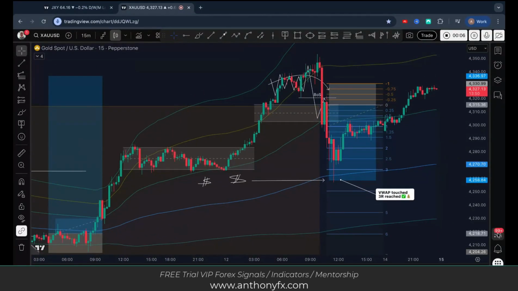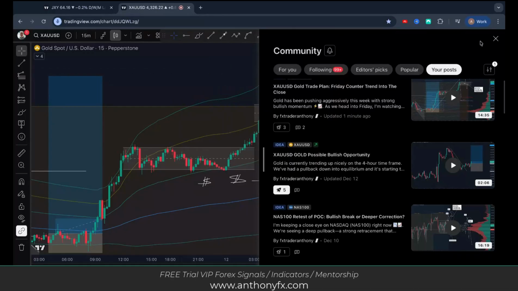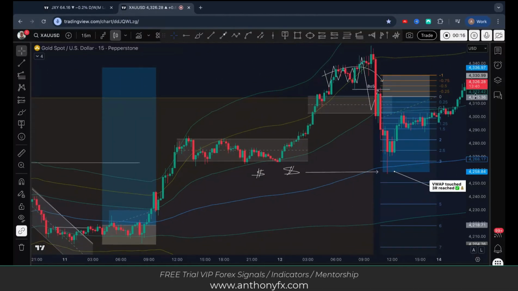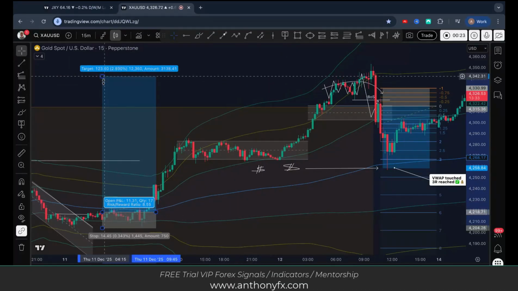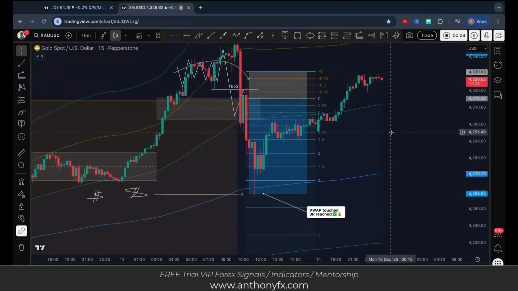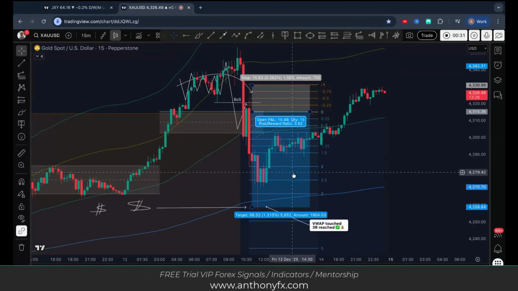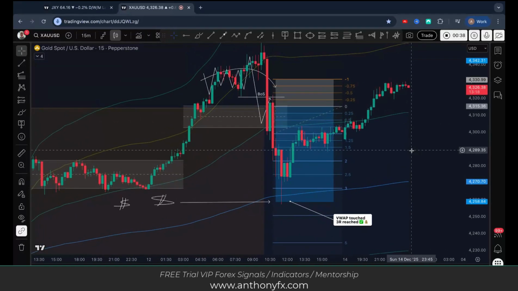Okay, gold. We're going to have another look at this one. I posted the last two of these, I think, this one here and this one here. Both of these ideas worked out really well. That was the first one, about 8R if you took that trade with a tight stop. And this one was the Friday weekly close trade, about 6.5R with a relatively tight stop. All right, so we're going to have a look and see where to next.